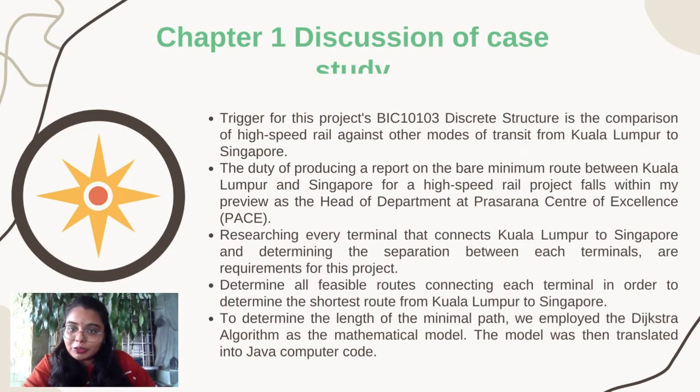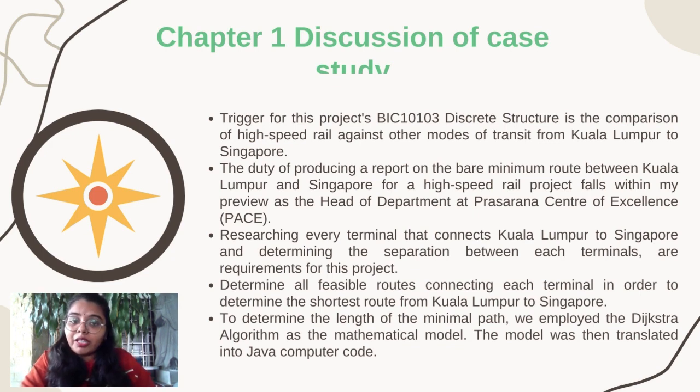Next, I'm going to continue presenting Chapter 1, which is the discussion of the case study. The trigger for this project, BIC 10103 Discrete Structure, is the comparison of high-speed rail against other modes of transit from Kuala Lumpur to Singapore. The duty of producing a report on a bare minimum route between Kuala Lumpur and Singapore for a high-speed rail project falls within my purview as the head of department at Prasarana Centre of Excellence.